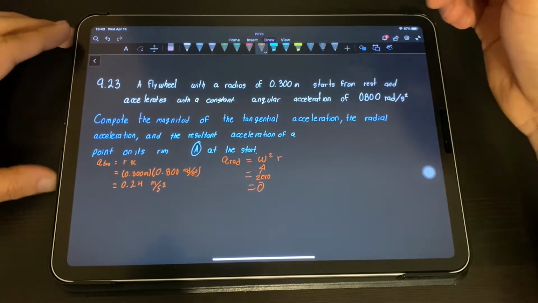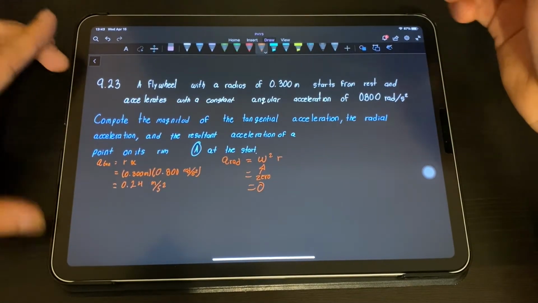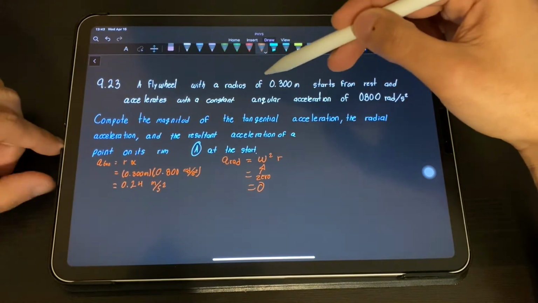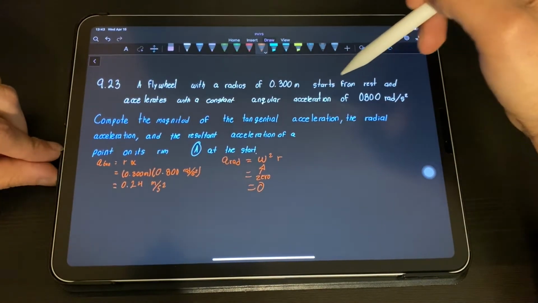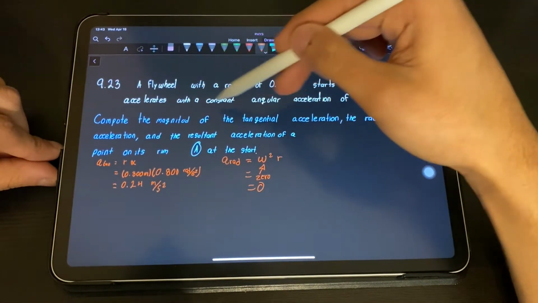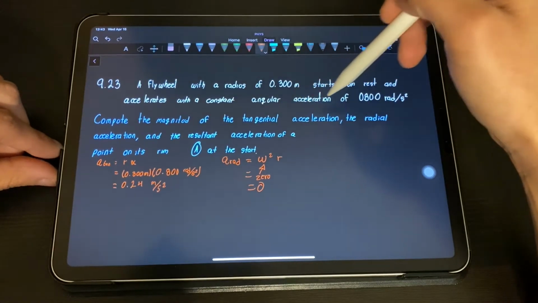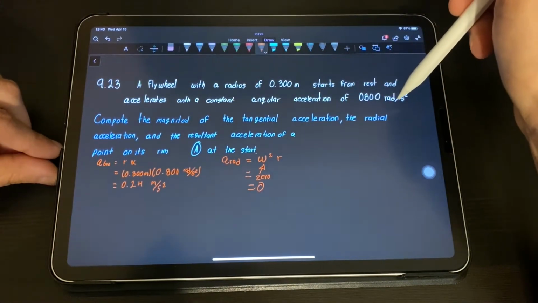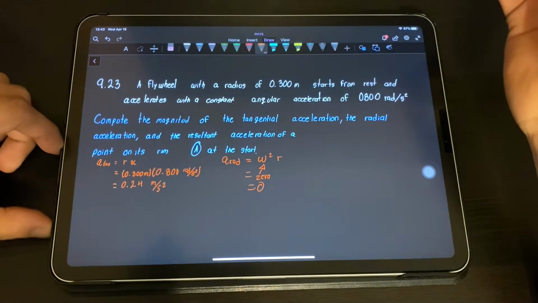Hello guys, now we're gonna do problem 9.23. It says a flywheel with a radius of 0.300 meters starts from rest and accelerates with a constant angular acceleration of 0.800 radians per second square.